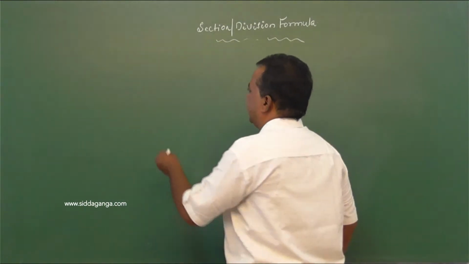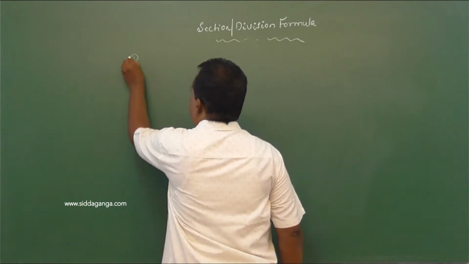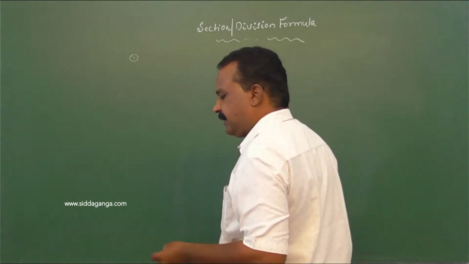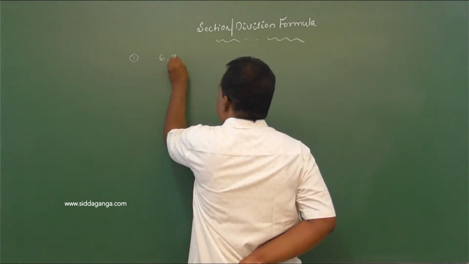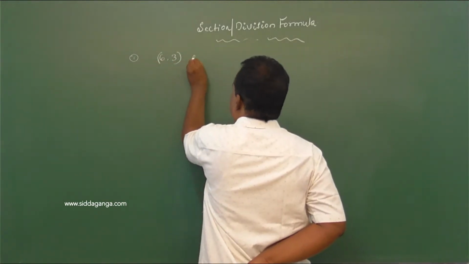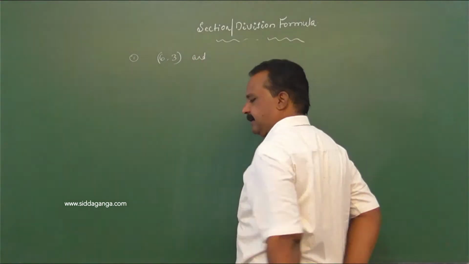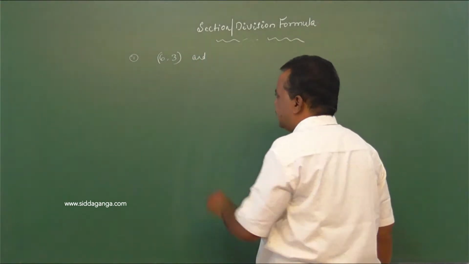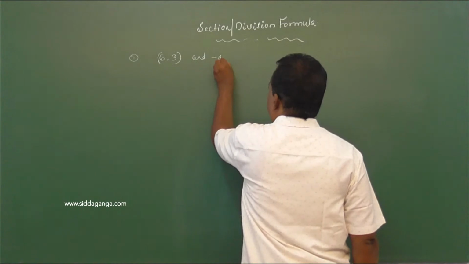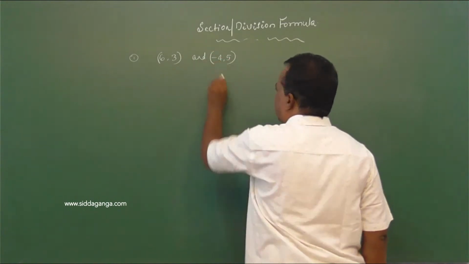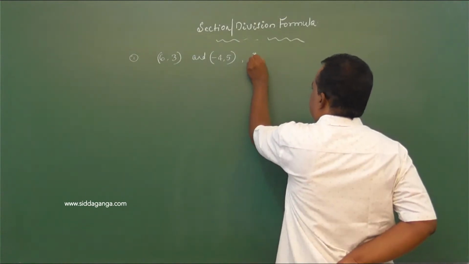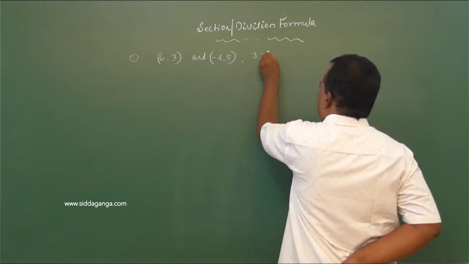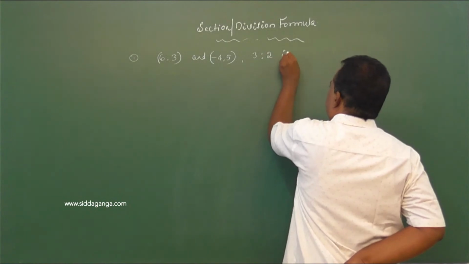Find the coordinates of the point which divides the line segment joining the points 6, 3 and minus 4, 5. These are the coordinates of the line segment, in the ratio 3:2 internally.